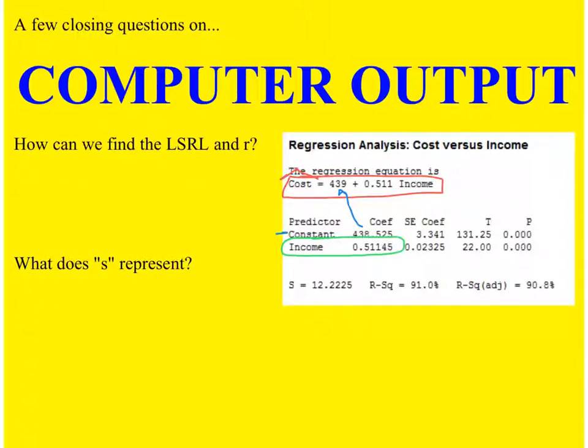Of course, how do you find correlation? Well, you're given r squared. So, of course, you could find r by just doing the square root of that r squared proportion.